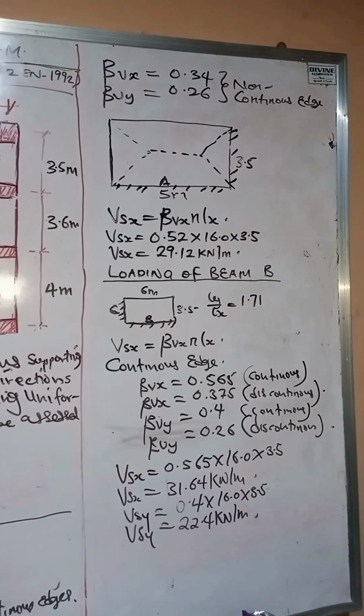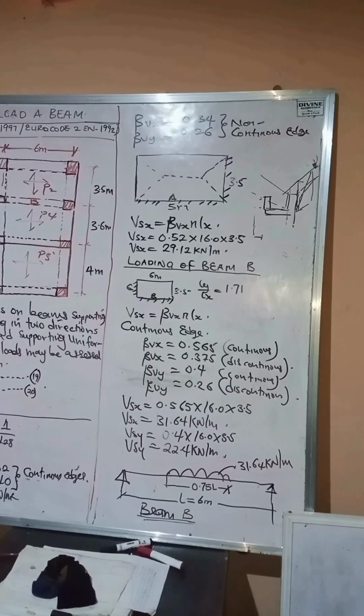So you just take note of the edge conditions, and once you do it correctly, you have all the loads on this beam. All right, so you can load adjacent panels whichever way you want. So I believe with what we have done, you'll be able to do any work on loading of beam using the BS8110 formula and also the Eurocode 2 formula. Beam B has been loaded.